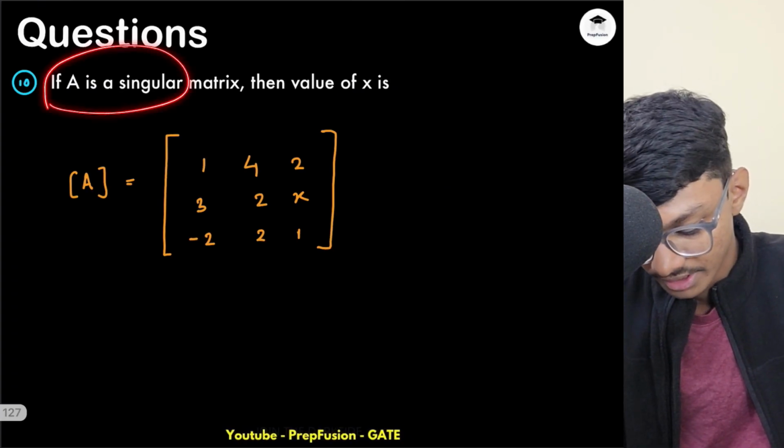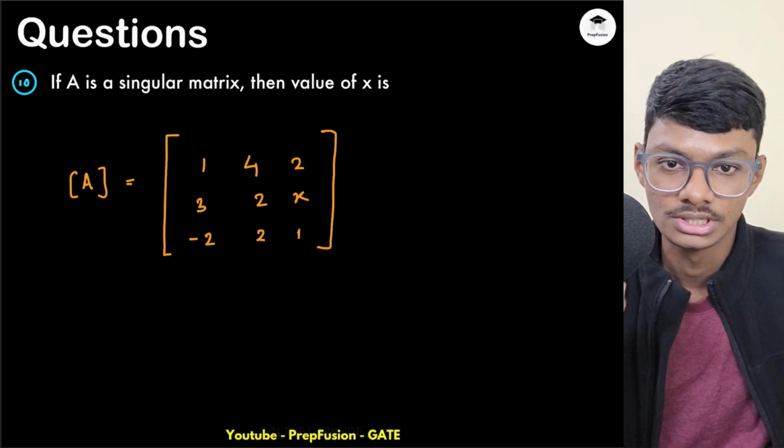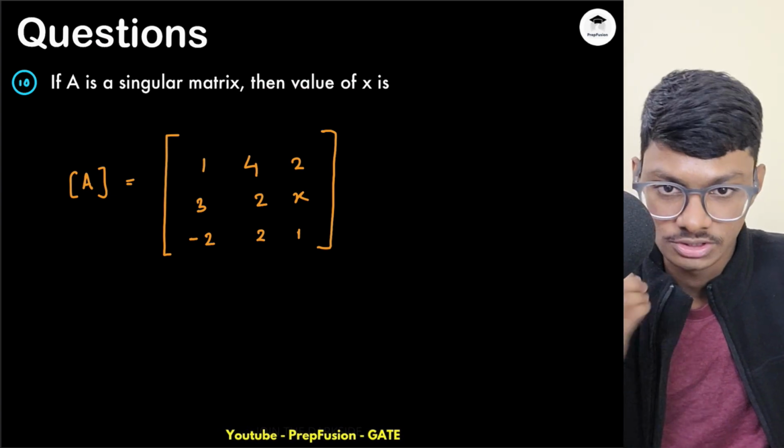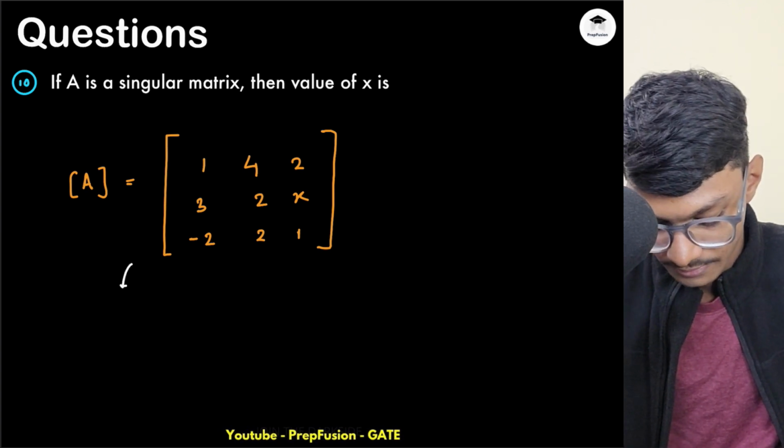Here, if A is a singular matrix, then find the value of x. Simple, like I told you the definition of a singular matrix. The determinant of that matrix should be 0 if it is a singular matrix. So you find the determinant of this.